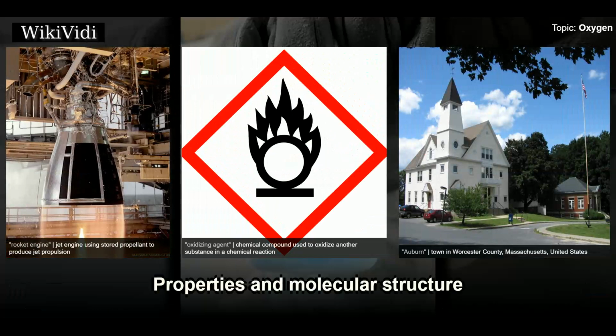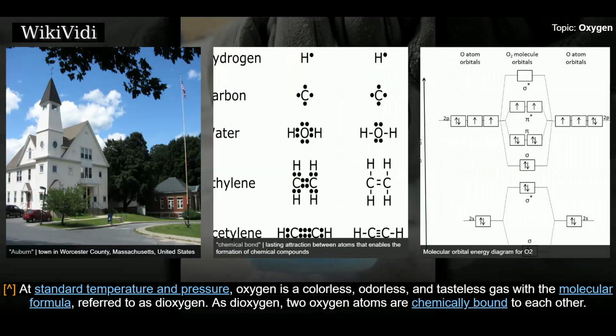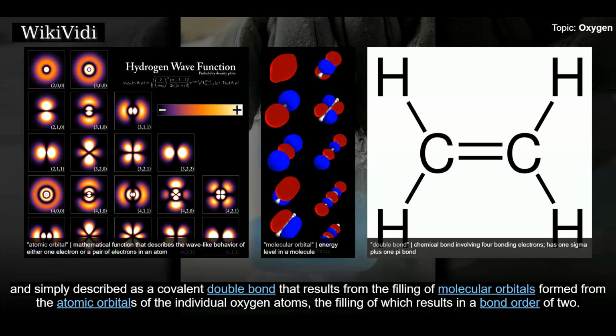Properties and molecular structure. At standard temperature and pressure, oxygen is a colorless, odorless, and tasteless gas with the molecular formula O2, referred to as dioxygen. As dioxygen, 2 oxygen atoms are chemically bound to each other. The bond can be variously described based on level of theory, but is reasonably and simply described as a covalent double bond that results from the filling of molecular orbitals formed from the atomic orbitals of the individual oxygen atoms, the filling of which results in a bond order of 2.